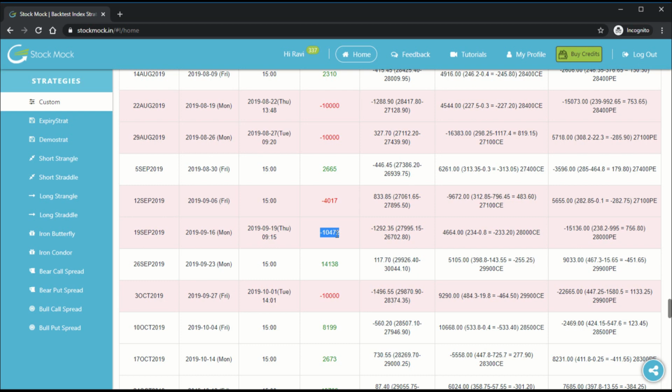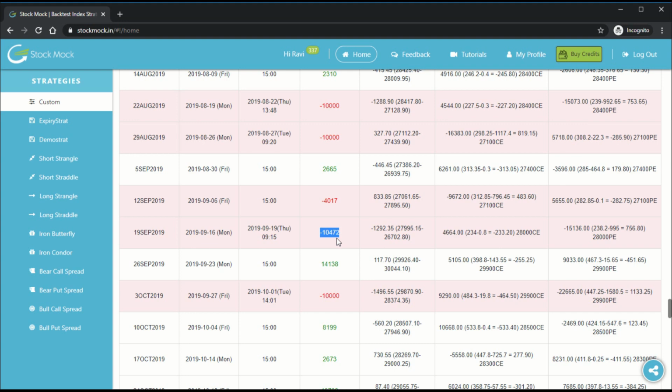I have deployed a positional strategy. So we don't have control over what happens overnight and what is the level at which the market opens, right? So at 9:15, when the market opens, if the loss is beyond 10,000 rupees, there is nothing that the trader can do. He has to accept the loss, whatever is there in his strategy, and then move on.